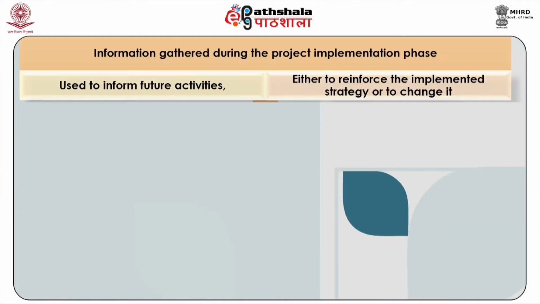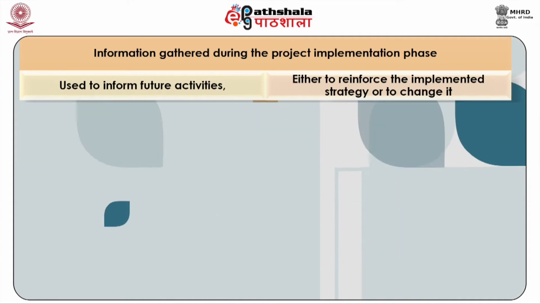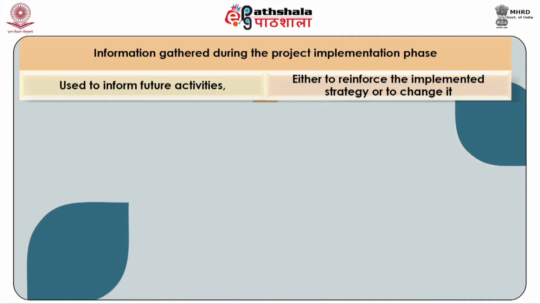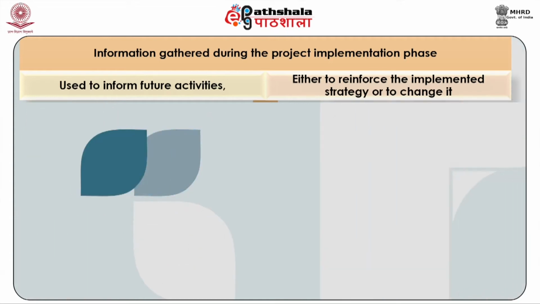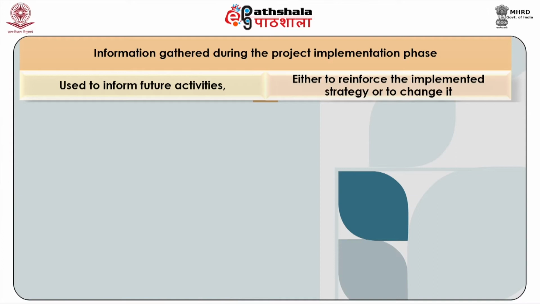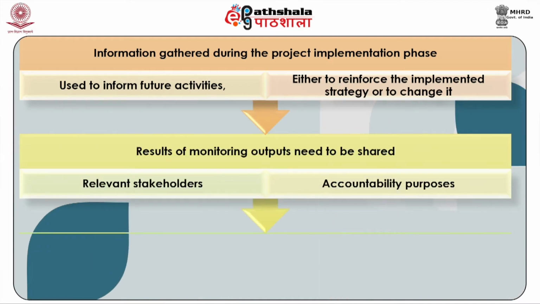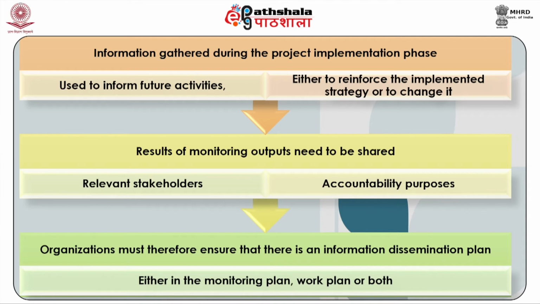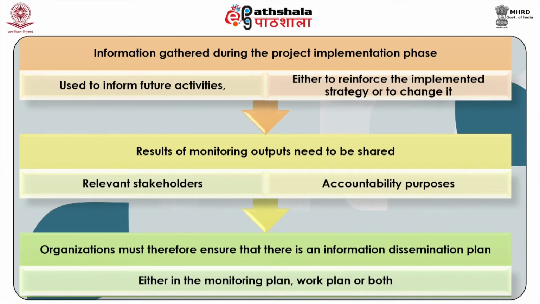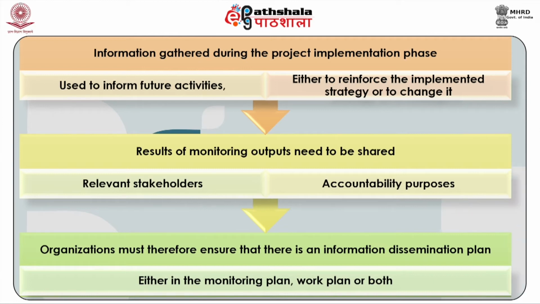The information that is gathered through the project implementation phase needs to be used to inform future activities, either to reinforce the implemented strategy or to change it. Additionally, results of monitoring outputs need to be shared with relevant stakeholders for accountability purposes. Organizations must therefore ensure that there is an information dissemination plan in either the monitoring plan, work plan or both.